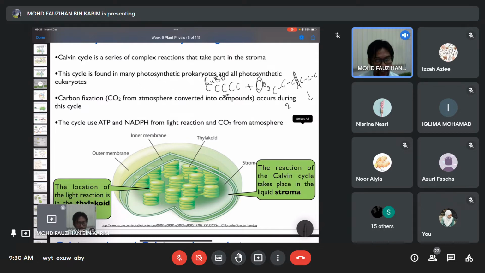During the light reaction also can, or during the dark, the fixation of carbon dioxide can happen at any time, right? During the day, or during the night, because the fixation of carbon dioxide doesn't need light. That's why the dark reaction or Calvin cycle is called light independent. Even without light it's fine, right?